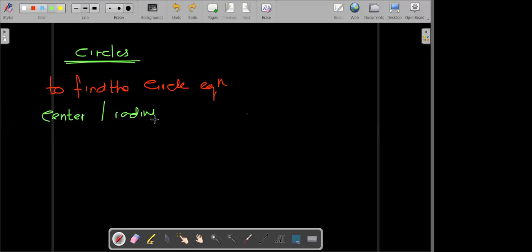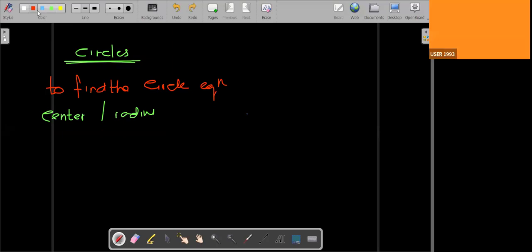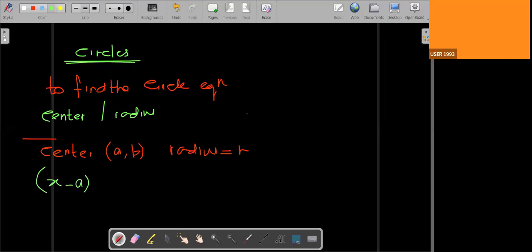Right. Okay. Imagine we know the circle's center and radius now. Say the center is (a, b) and the radius is R. Then the circle's equation is given by (x minus a) whole squared plus (y minus b) whole squared is equal to R squared.